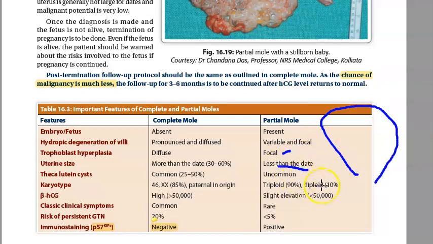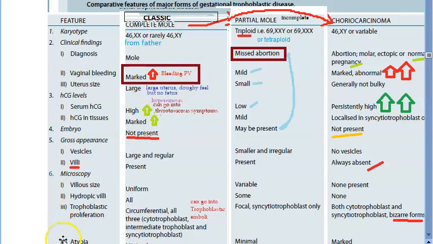Okay. Then you should know here, the karyotype will be triploid. The beta HCG will not be so high. A slight elevation only you will see. So this much you should know about partial mole. Let's revise this from your pathology textbook. Partial mole, triploid, yes, or it could be tetraploid also. Missed abortion is the way they present.